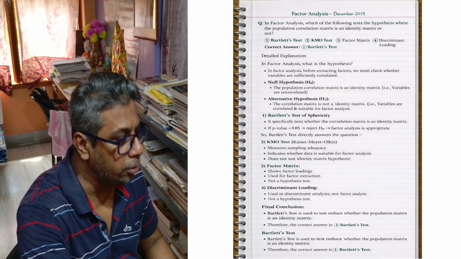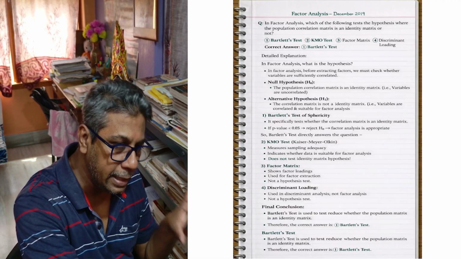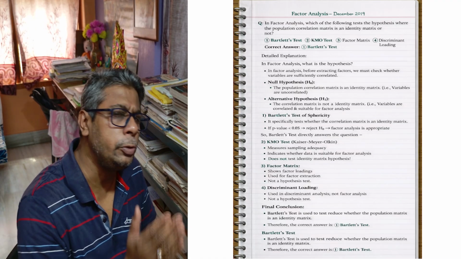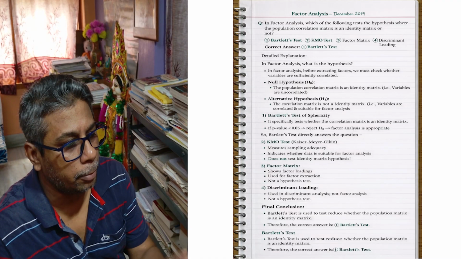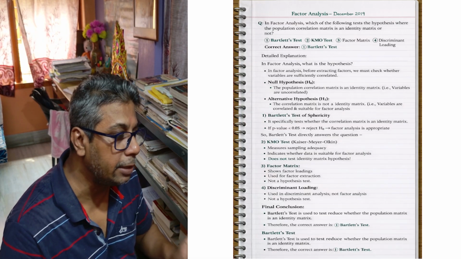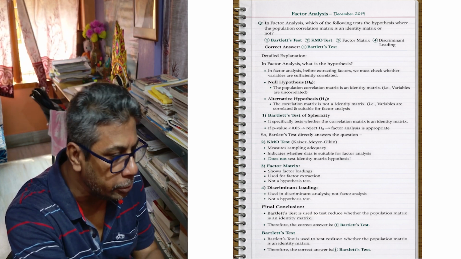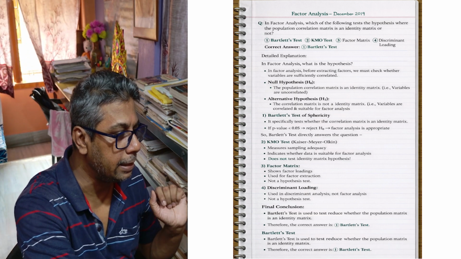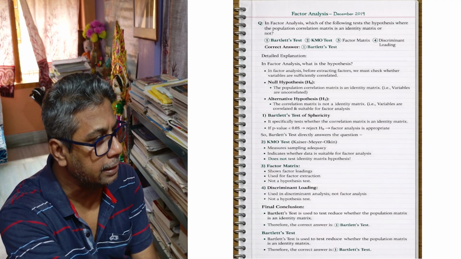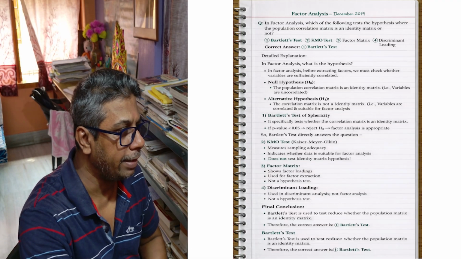The factor matrix shows the factor loadings used for factor extraction, not a hypothesis test. Number 4, discriminant loading, is used in discriminant analysis, not factor analysis. The final conclusion: the Bartlett test is used to test whether the population matrix is an identity matrix. Therefore, the correct option is the Bartlett test. So, under this question, the Bartlett test is directly related to hypothesis testing in factor analysis.